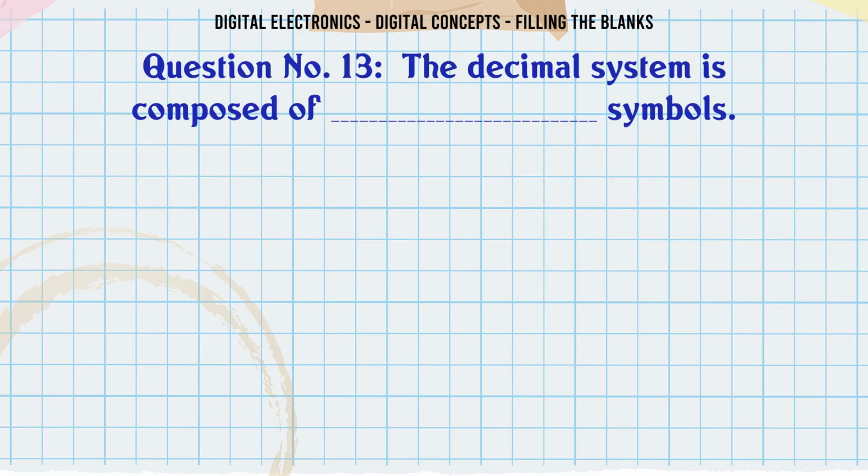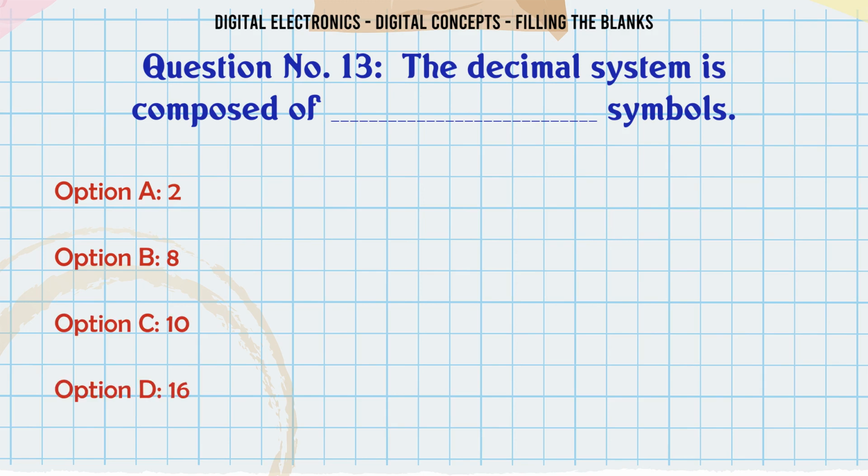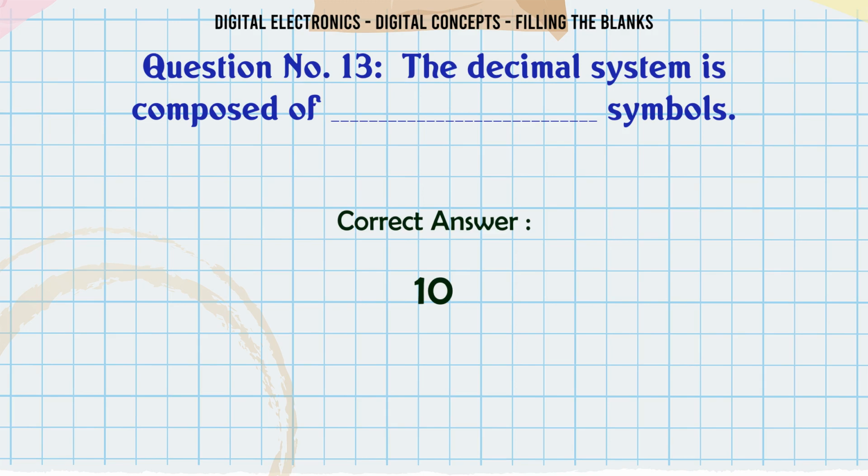The decimal system is composed of symbols A. 2, B. 8, C. 10, D. 16. The correct answer is 10.